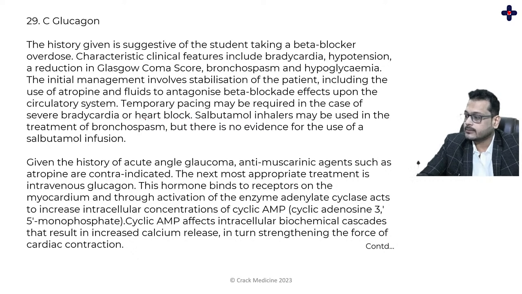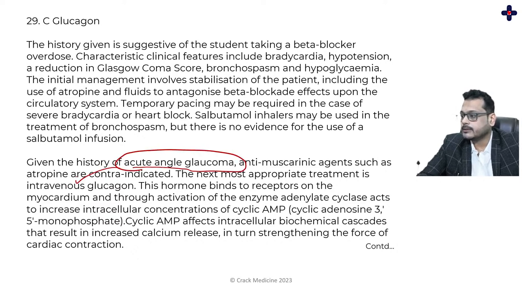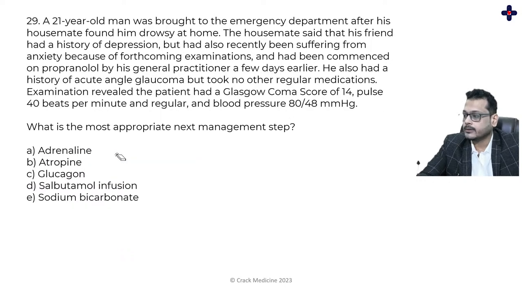So that is about this question. In this particular case, a history of acute angle glaucoma is a contraindication for the use of atropine, because it will exacerbate this. That is why we are not using atropine here. Okay, but both of them can be used, but usually the answer will not contain confusing options, so you can go with glucagon as the first line.